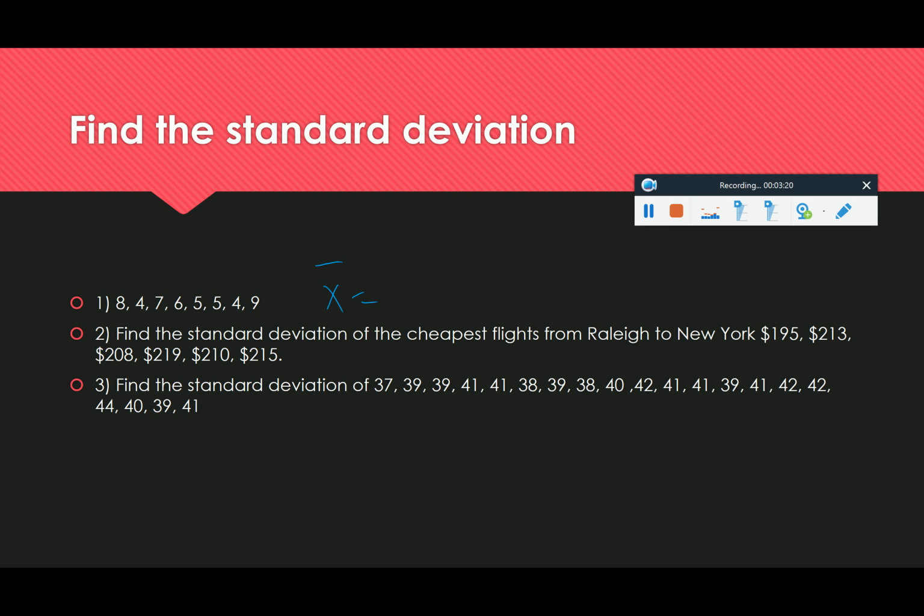Let's compute the mean. 8 plus 4 plus 7 plus 6 plus 5 plus 5 plus 4 plus 9 divided by 1, 2, 3, 4, 5, 6, 7, 8. So your mean is 6, okay?